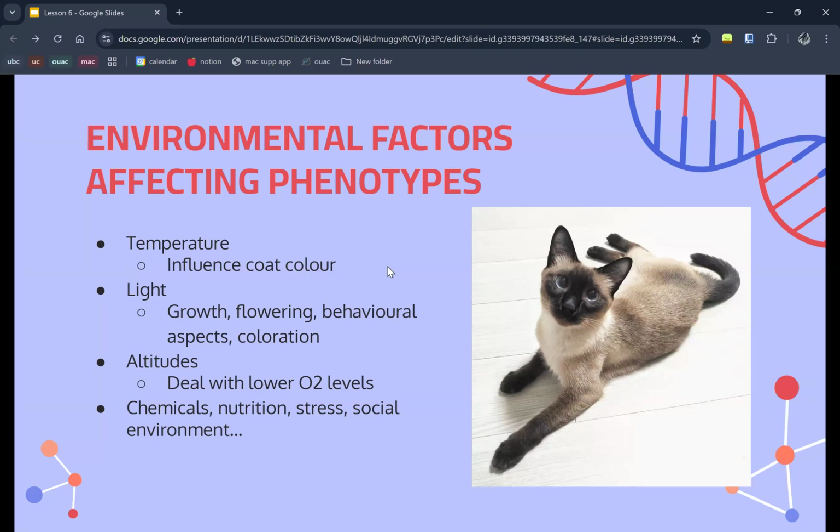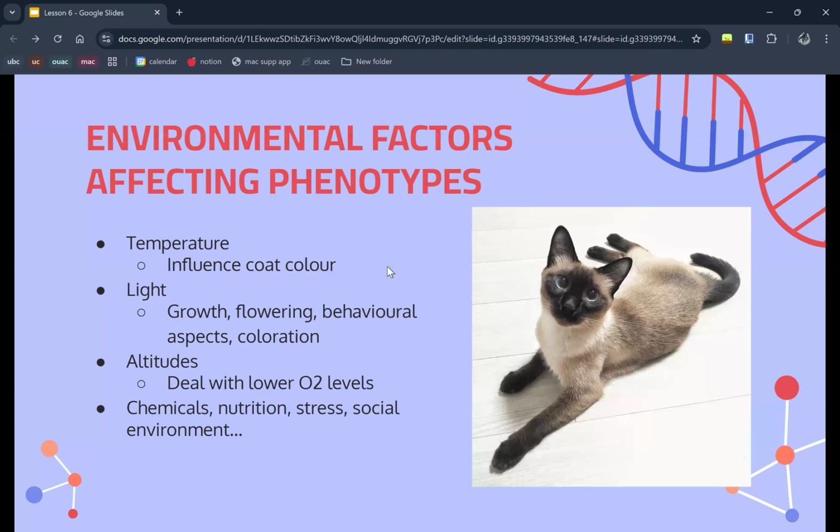Also, light. Exposure to light can affect plant growth. We talked about phototropism previously, and also flowering times. In animals, light can influence behaviors like mating, migration, or the development of certain features like coloration in birds, and then altitudes. So organisms living at higher altitudes often exhibit phenotypic adaptations to cope with the lower oxygen levels at higher altitudes.